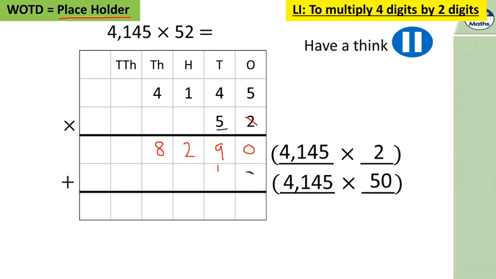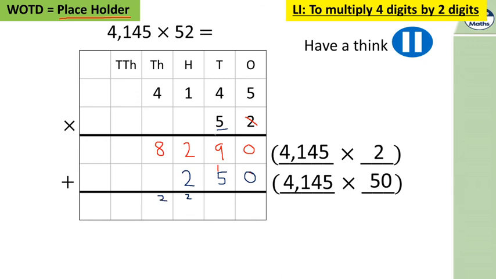So I'm going to use my placeholder here. As I've put that in there, I've timesed everything by 10, because by putting that 0 in, I've shifted everything over one place value column to the left, haven't I? So instead of 50 times 5, I'm going to do 5 times 5. I know that's 25. Put my 5 in there. Carry my 2 across. 5 times 4 is 20. Plus 2 is 22.